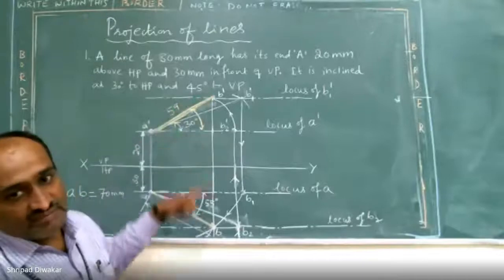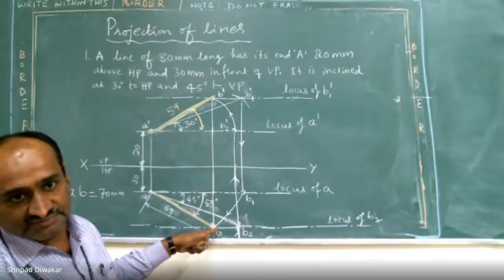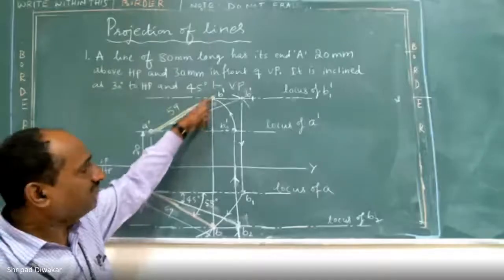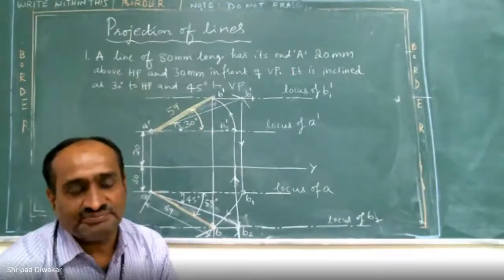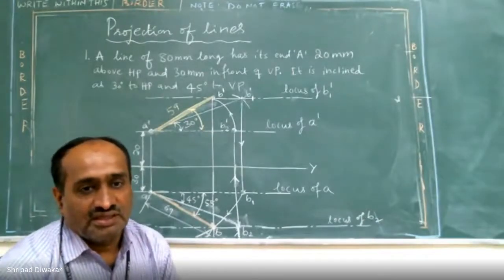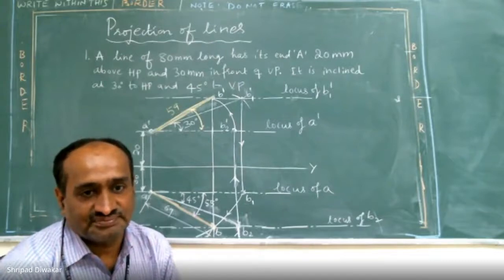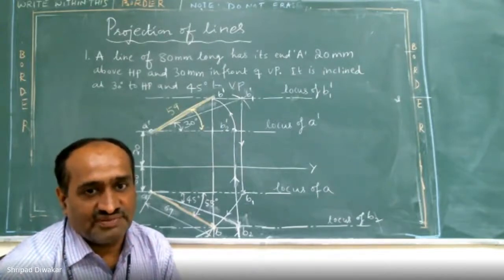Yes, sir. Good. Means after getting B and B dash, you're having 2 points, right? So I have to join B dash and B. B and B dash, okay. Just you join with the scale. It should be on the same line. That's it. That is the confirmation.